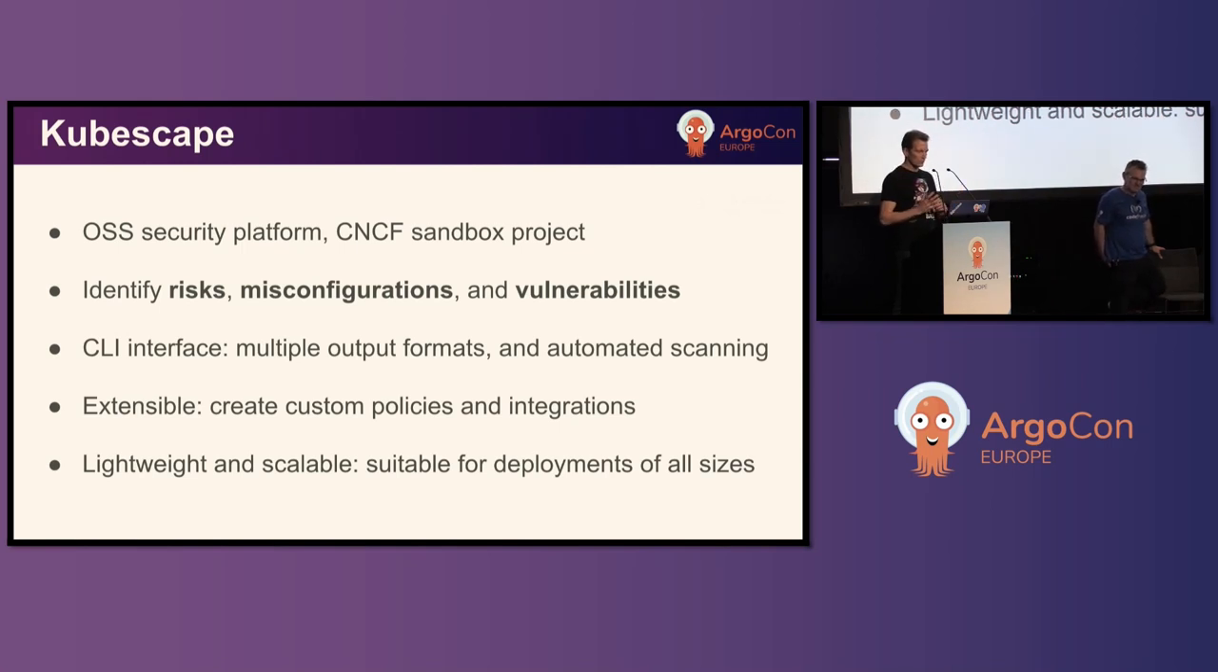Kubescape helps you to see misconfigurations, vulnerabilities, and security risks in your whole Kubernetes clusters. It's basically a CLI tool that you run, and that is very flexible, so you can have multiple formats in and out, so you can easily integrate with rollouts or any other automation platform, and perform those scans regularly. By default, we scan against the well-known security frameworks, so MITRE, NSA, or CIS. But you can also create your own controls if you want. We aim to be lightweight and scalable, which should be suitable for any cluster, be it a very small cluster that you deploy on the edge, up to very big deployments.